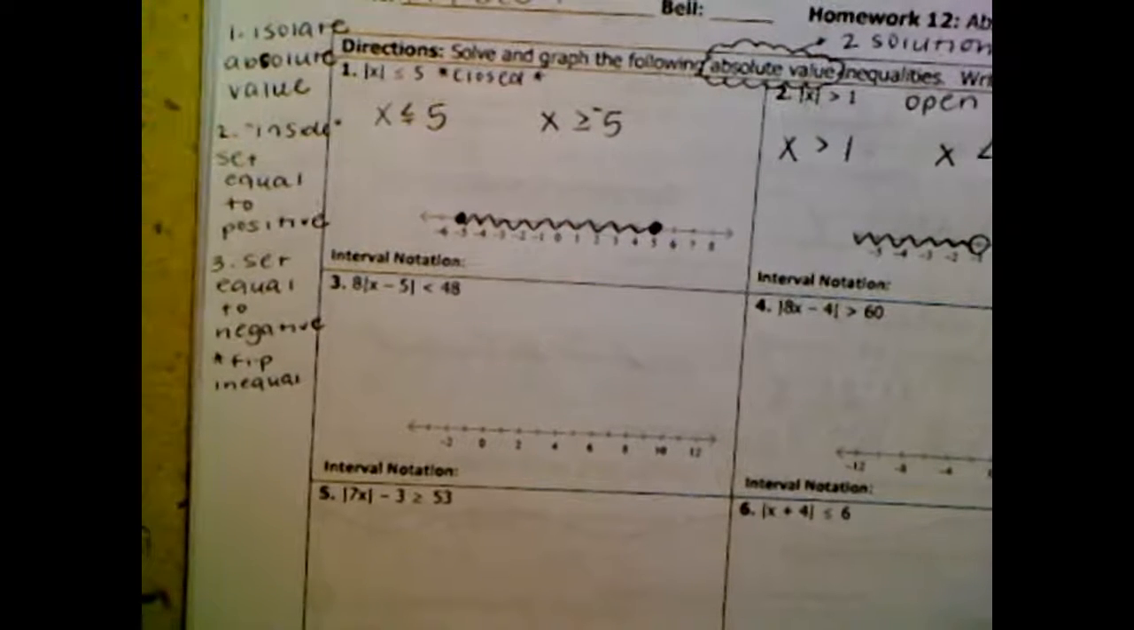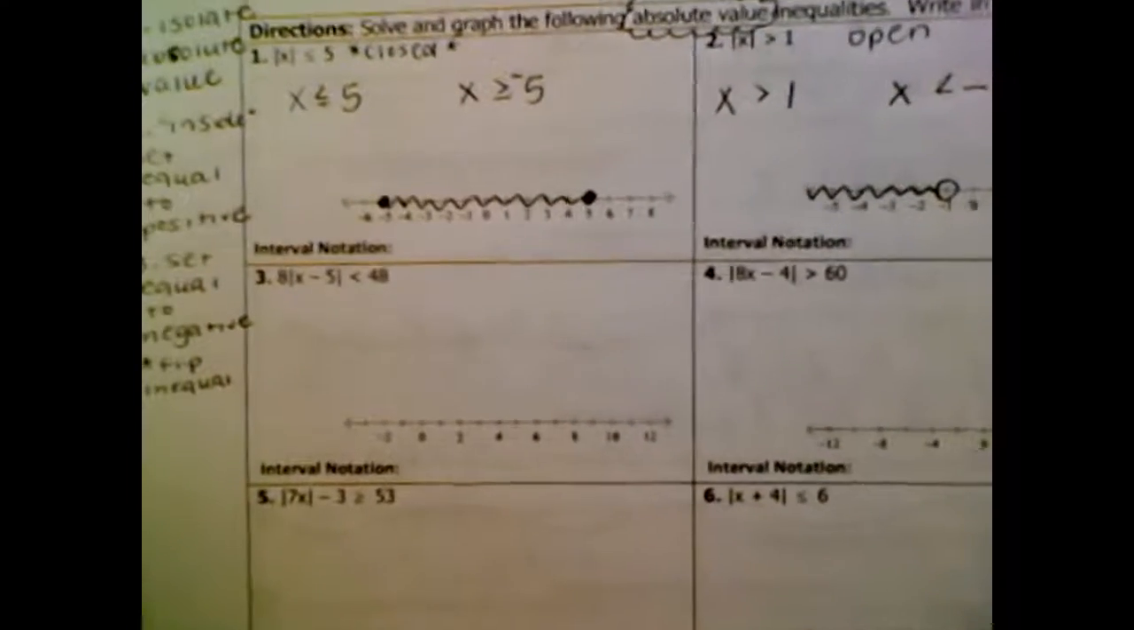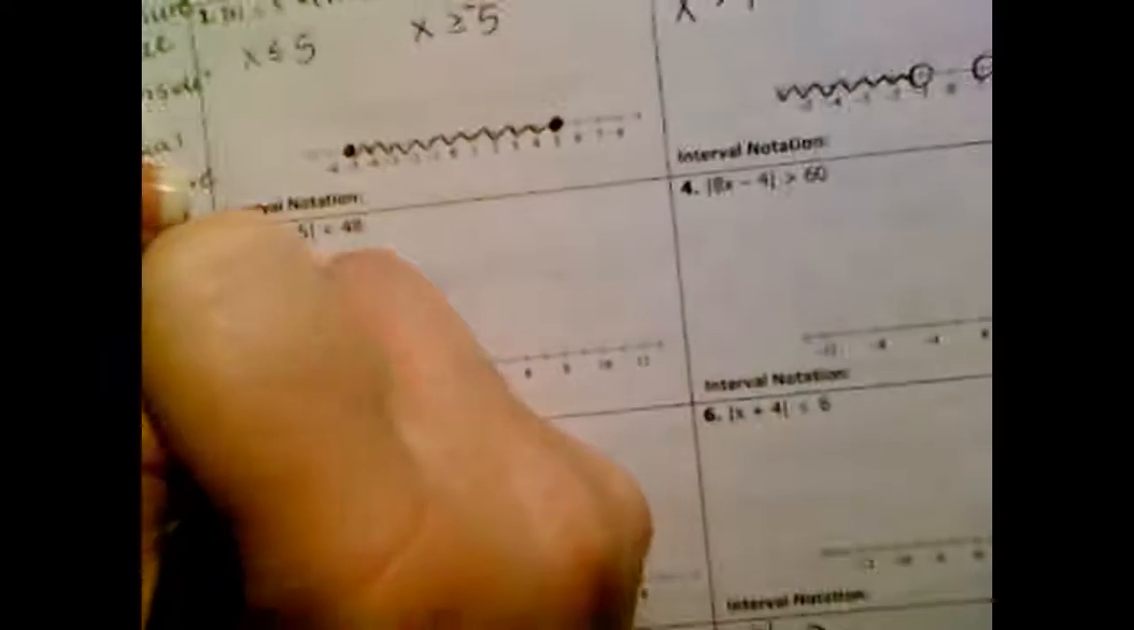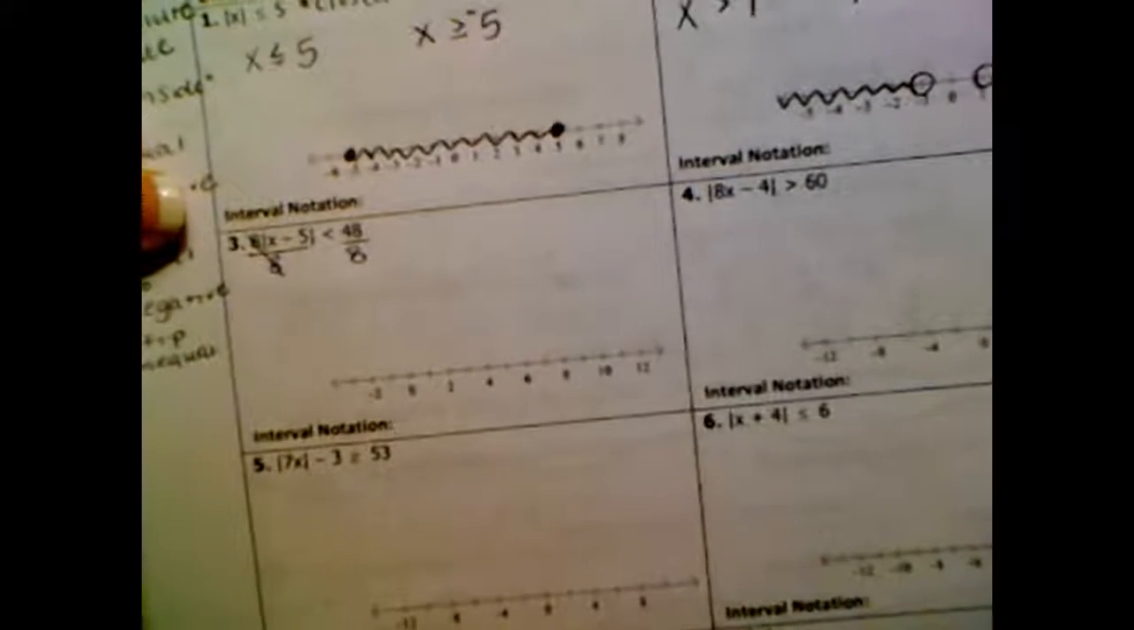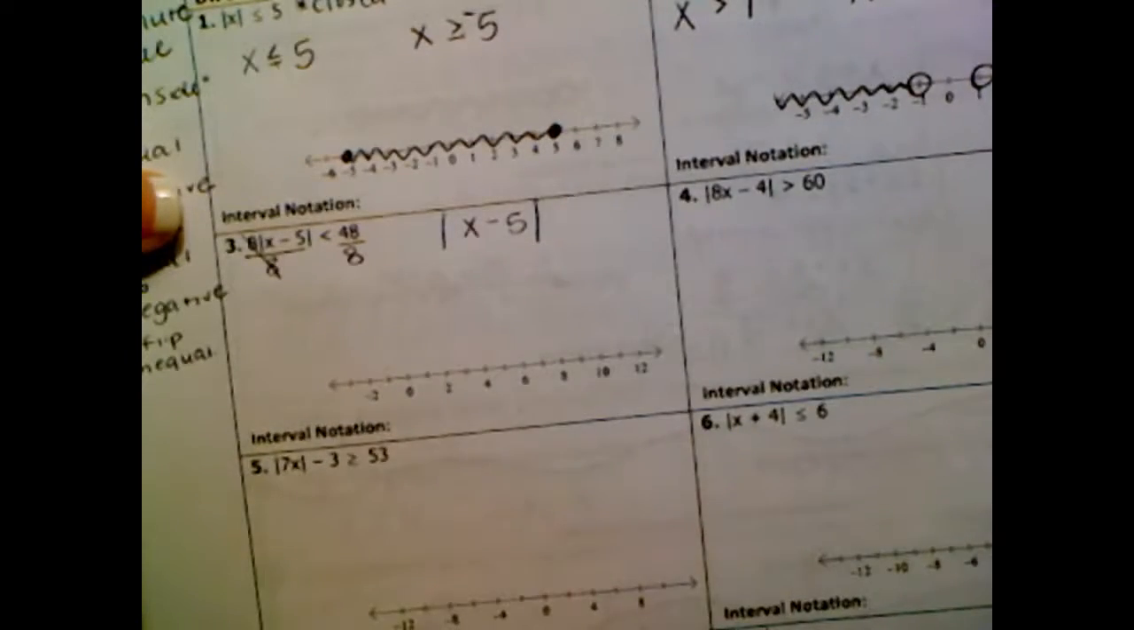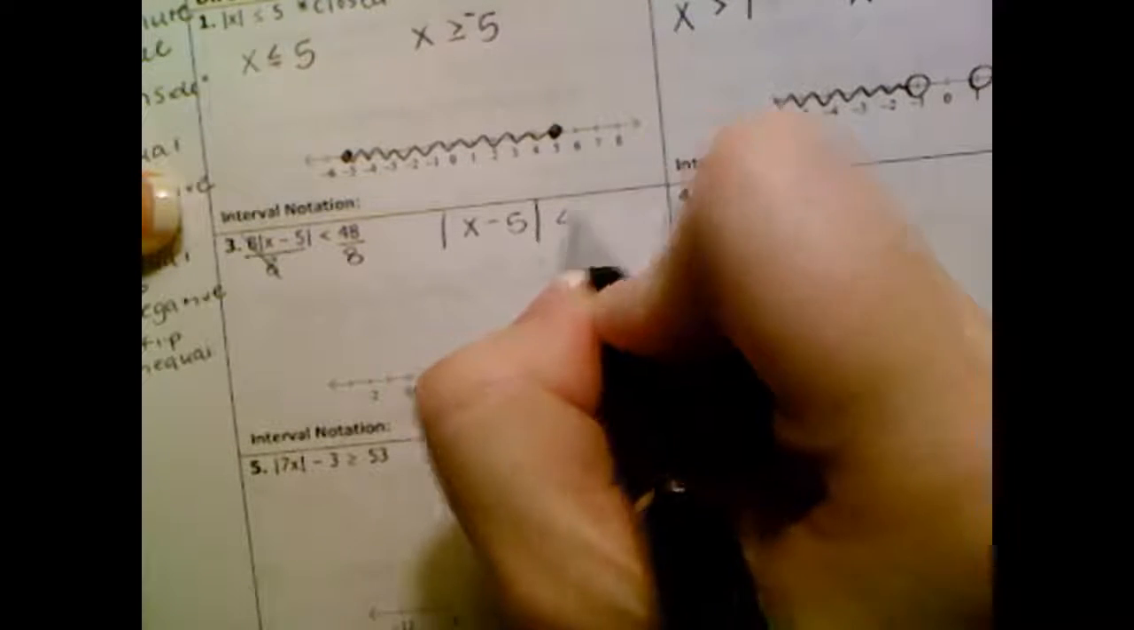Looking at number 3. So the absolute value right now is not isolated for number 3. I need to get rid of that 8. In order to get rid of the 8, I need to divide. So I'm left with my absolute value, x minus 5, is less than 6.